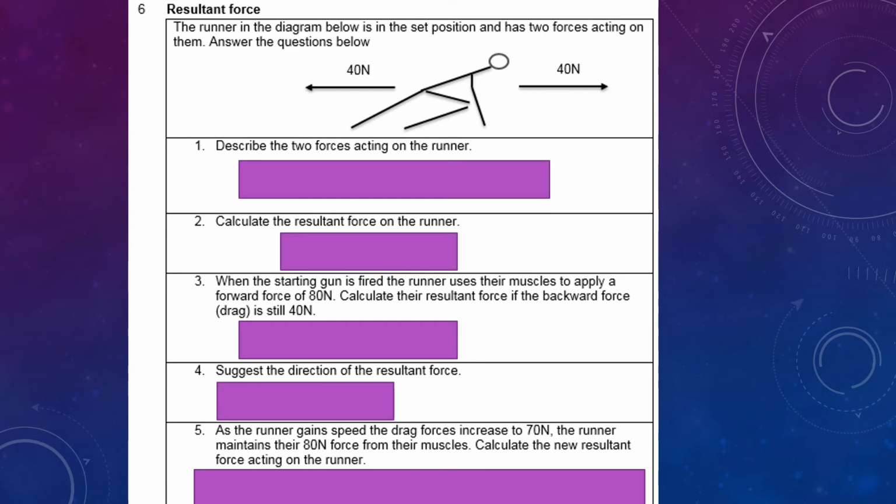Right, so now we have some practice problems. We have a runner in the diagram, and he has 2 forces acting on him: 40 newtons to the right and 40 newtons to the left. So remember that you have 2 forces in opposite directions. Number 1 asks, describe those 2 forces. If you want to go ahead and pause the video, you can answer numbers 1 to 5, and then we'll go over those together.